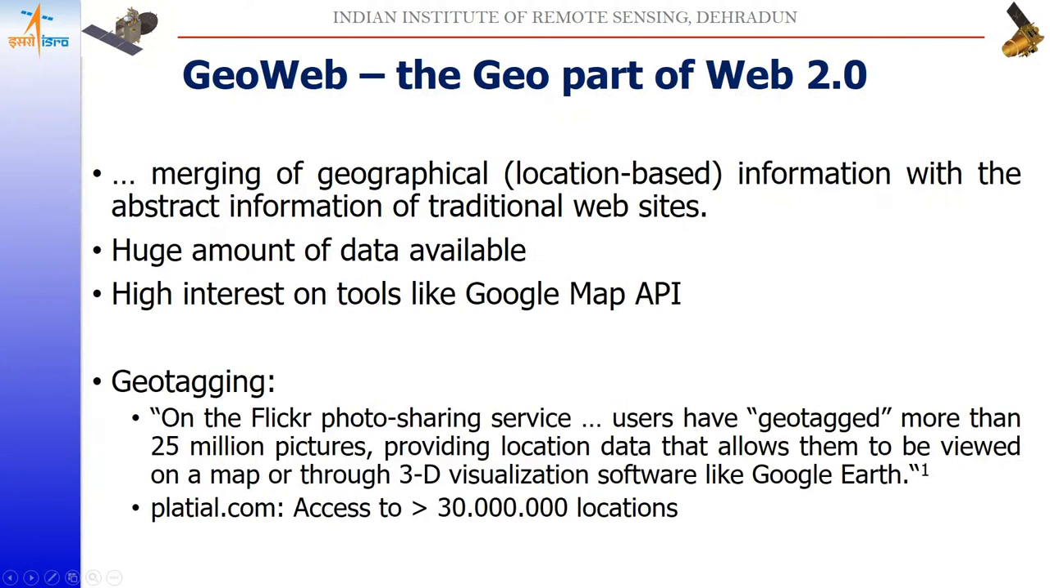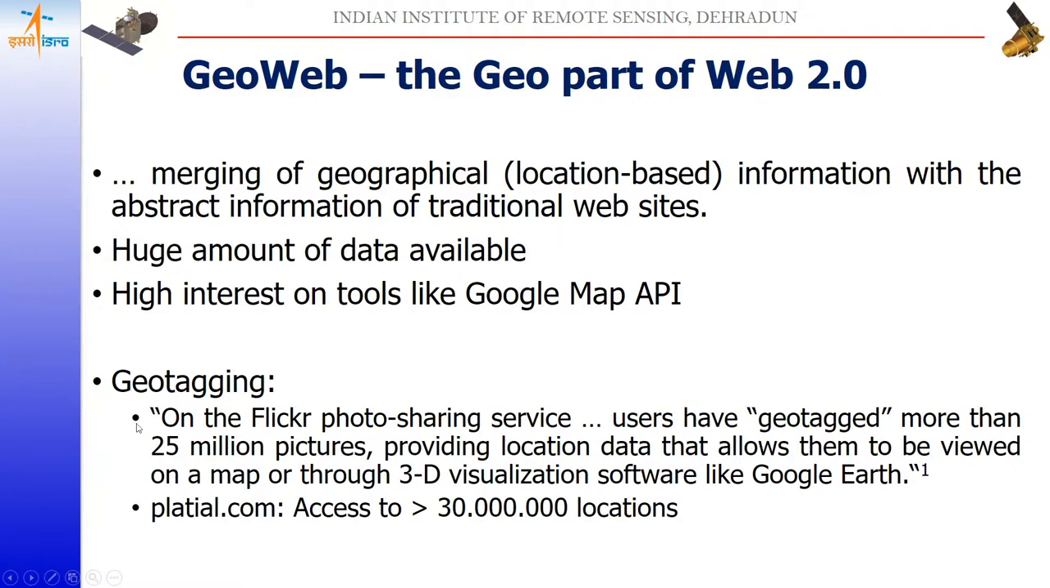Now, if we see the GeoWeb, the geo part of Web 2.0, it is basically the merging of location data or spatial data, geographical information, with the abstract information of the traditional websites. There is some information in the website, and we are adding a geotagging to that information which is available in traditional websites. So that way it is coming up, and a huge amount of data is available in that. Google Map API is very popular, one example which works on this concept.